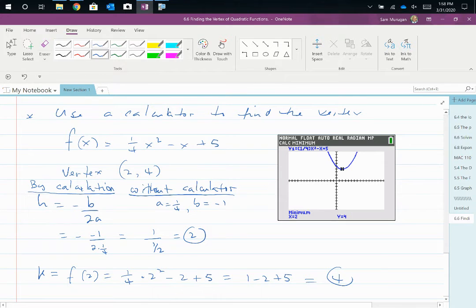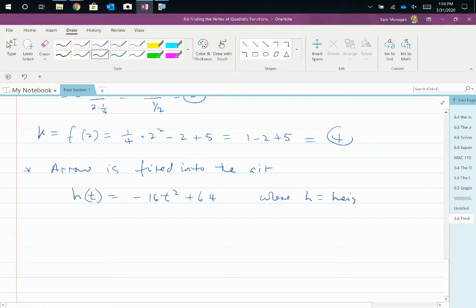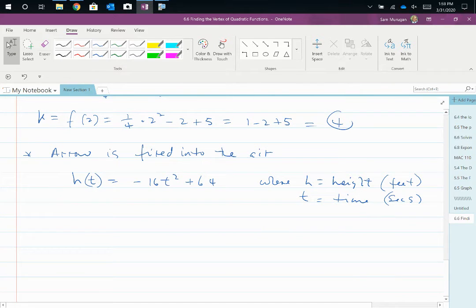All right, now I'm going to go over 3 word problems with you. An arrow is fired into the air. h(t) is equal to negative 16t squared plus 64t, where h is the height in feet and t is the time in seconds. Find the maximum height.